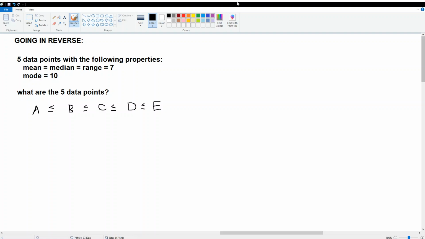So, now that we have this, let's start looking at what we have. The mean, the median, and the range are all 7. The median is equal to the middle data point. Since we have an odd number of data points, C is going to be the median. And we're told the median is 7, therefore C must be 7. Let's move on to our next one, the mode. The mode is 10. Since we have a mode, that means at least 2 of the data points have to be the mode. So we've got to have at least 2 10s. Well, last I checked, 10 was not less than or equal to 7, which means D and E both have to be 10.